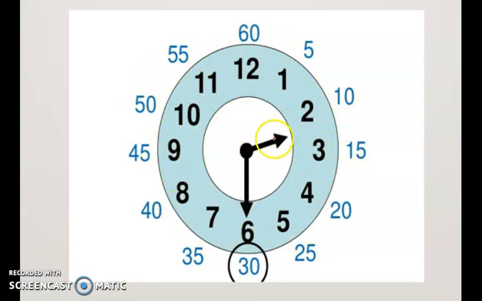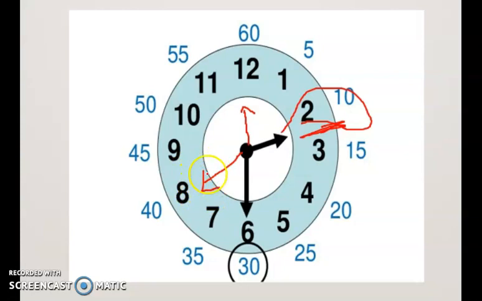See this hour hand. The hour hand is between 2 and 3, but it is close to 2. So it means it's 2 o'clock, and then the minute hand is at 6. So we have to say that 5 times 6 is 30. It means 30 minutes past 2.